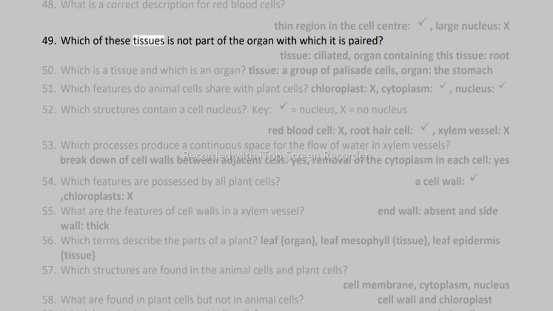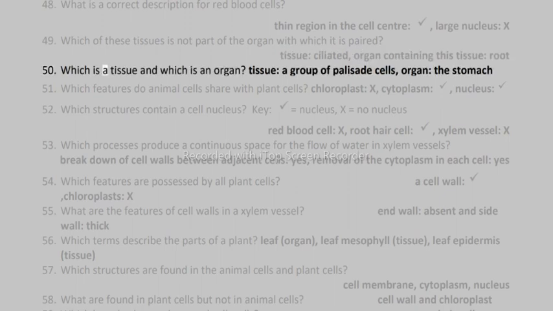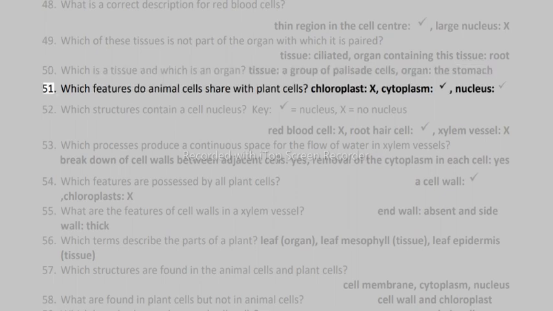49. Which of these tissues is not part of the organ with which it is paired? Tissue, ciliated; organ containing this tissue, root. 50. Which is a tissue and which is an organ? Tissue, a group of palisade cells; organ, the stomach. 51. Which features do animal cells share with plant cells? Chloroplast X, cytoplasm, nucleus.